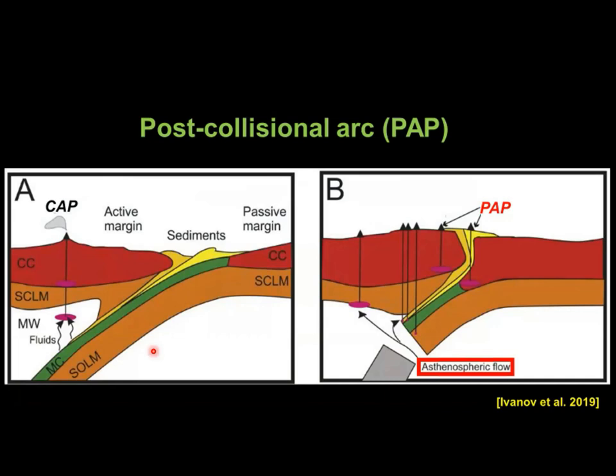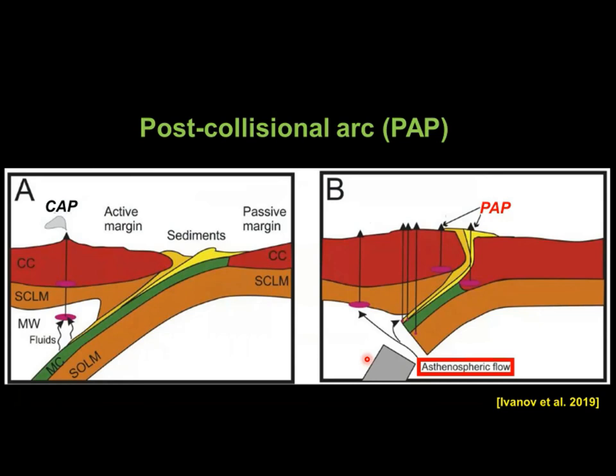Then, of course, the post-collisional arcs become increasingly important. Post-collisional arc means that the oceanic slab has long been subducted already. It probably broke off already, as you can see here in picture B. And then the two continental parts of the slabs collide. And if you have a collision in nature, you form a huge orogen, like the Himalaya, for example. But it's not a continuous process. So you always have relaxation phases in between this overall collisional event.